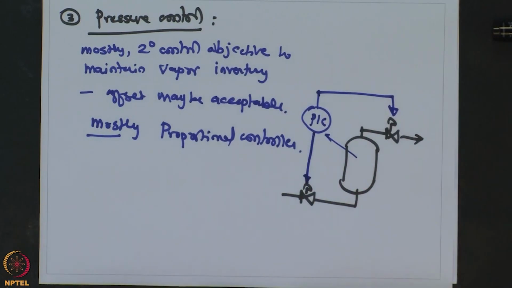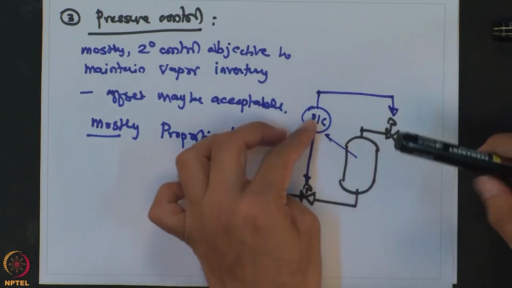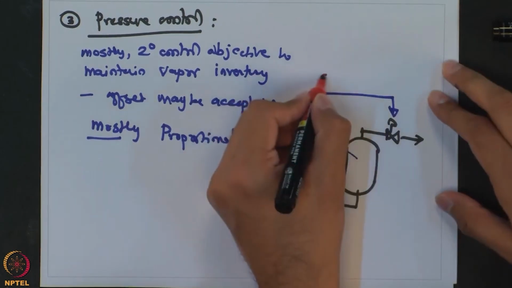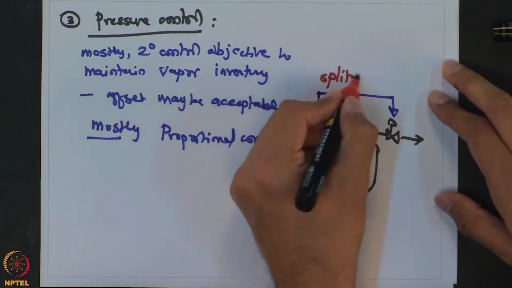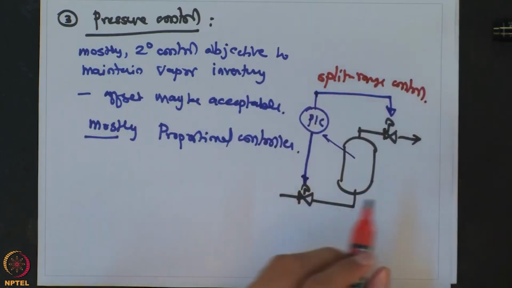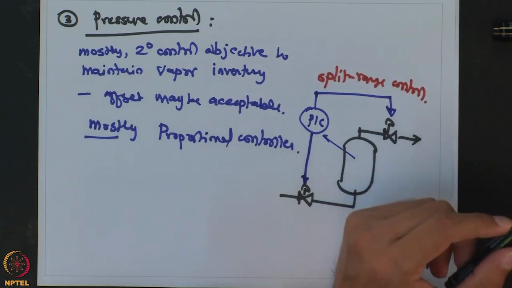This is from a safety perspective, and what we end up having is a single pressure controller which is going to manipulate both these valves. This type of control strategy is known as a split range control, and we will see the split range control in more detail in the next week.